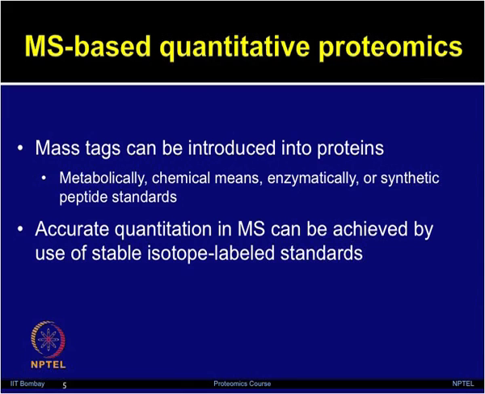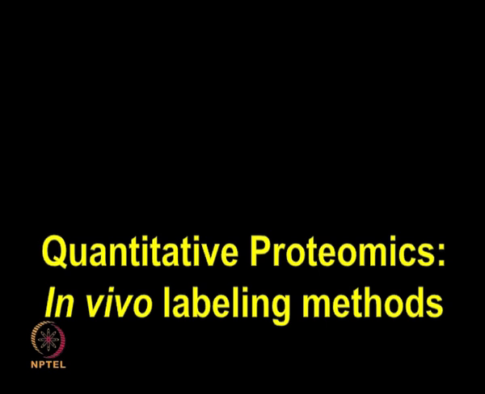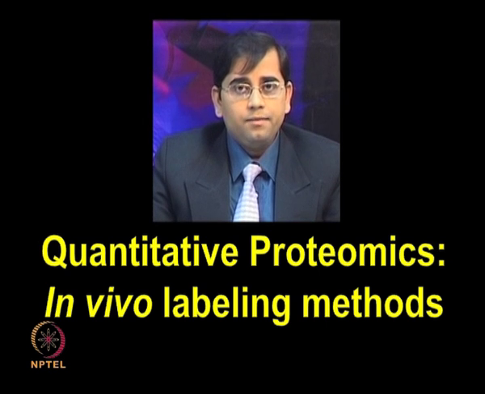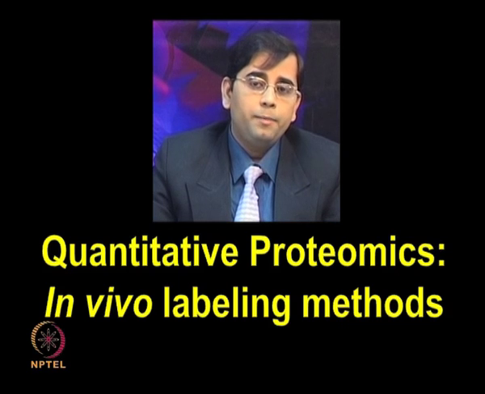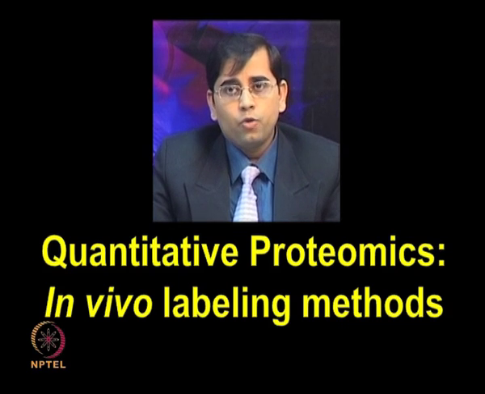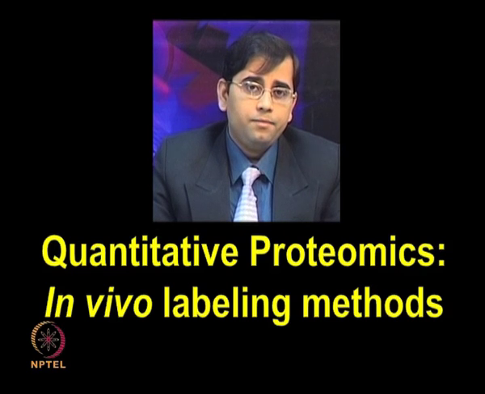These mass tags can be introduced into the proteins by various methods such as metabolic labeling, chemical means of labeling, enzymatic methods or by using synthetic peptide standards. Accurate quantification in mass spec can be achieved by the use of stable isotope labeled standards. So, there are different ways of quantitative proteomic analysis, in vitro and in vivo labeling methods. In today's lecture, we will focus on in vivo labeling methods.